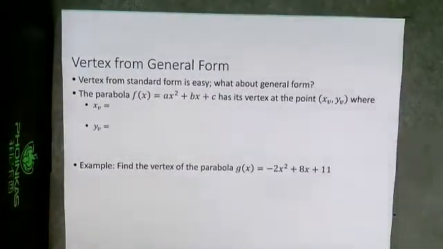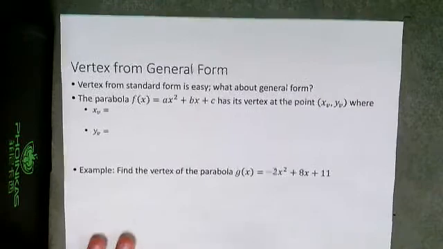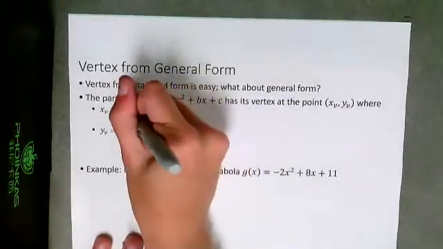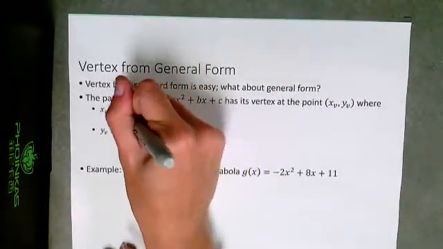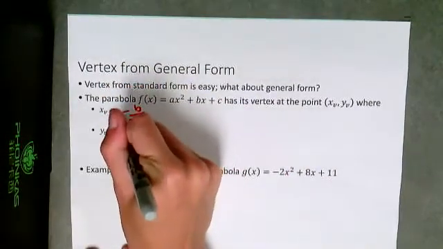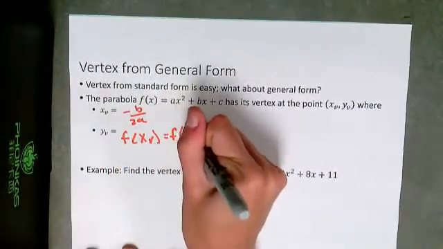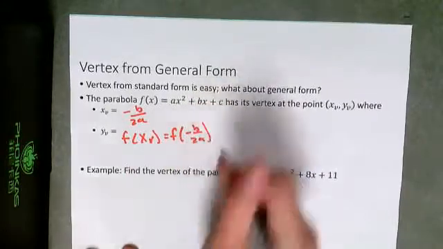And as it says, vertex from a standard form is pretty easy. But what about from the general form? Remember that the general form for a parabola or quadratic is ax squared plus bx plus c. And it has a vertex point of (x sub v, y sub v), where x sub v is negative b over 2a, and y sub v is f of x sub v, or f of negative b over 2a.